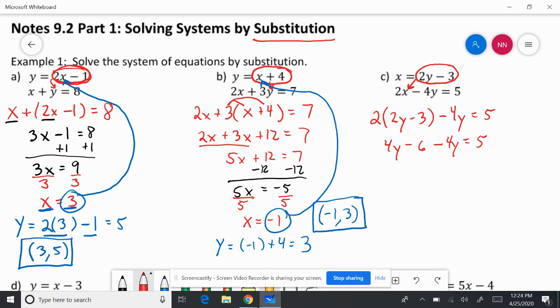Now this one right here is a little bit different than the other ones, because if we're looking at it, we see that the y's cancel. And we're left with negative 6 and a 5. Now negative 6 doesn't equal 5, so our answer is going to be no solution.